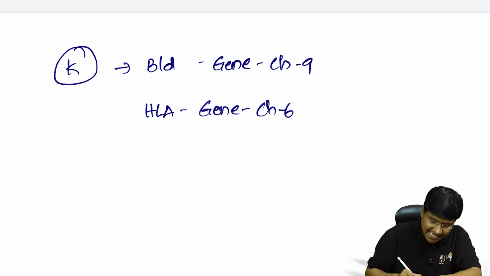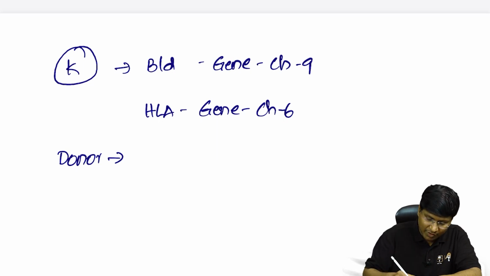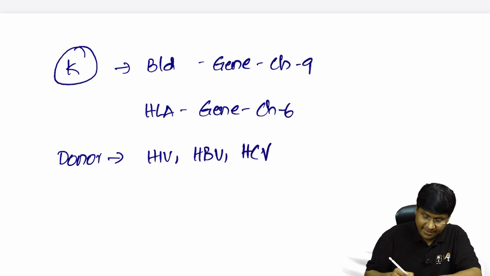And in the donor, what are the investigations that you need to do? In the donor, you need to check for the blood transmissible infections. What will that be? Those are viral infections you need to check for: HIV, hepatitis B virus, and hepatitis C virus. You need to check these viral infections because they can be transmitted.